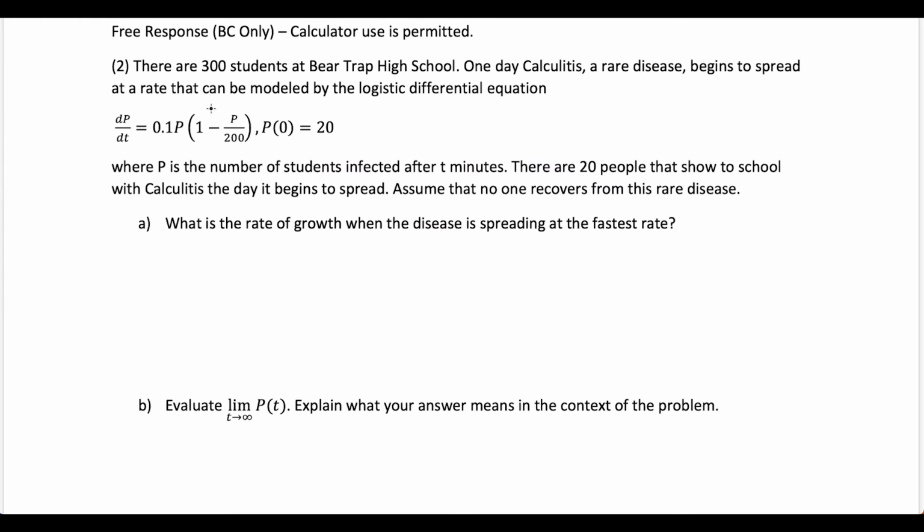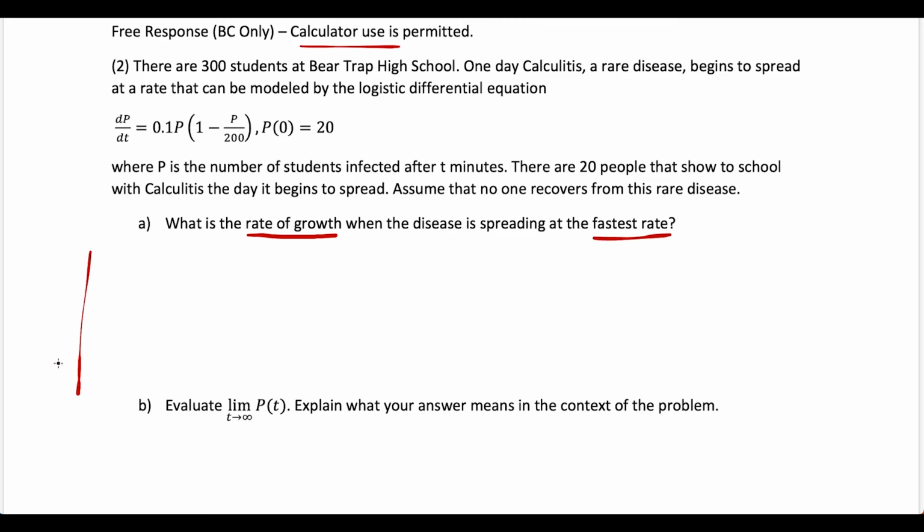So now we're moving on to the BC free response, and we can use a calculator for this part. We have 300 students at Bear Trap High School, and one day, calculitis, a rare disease, begins to spread at a rate modeled by this logistic differential equation here with this initial condition. And what we know here is that no one recovers from this rare disease. First up, what is the rate of growth when the disease is spreading at the fastest rate?